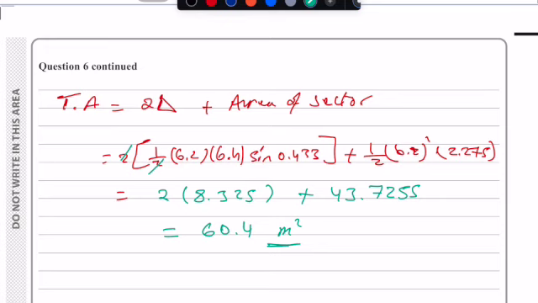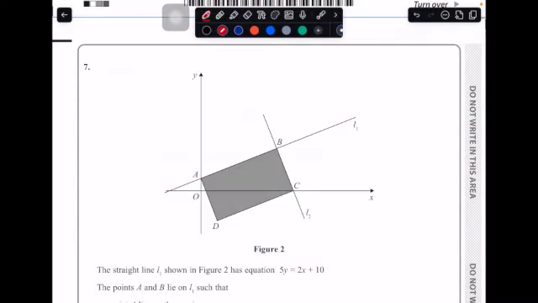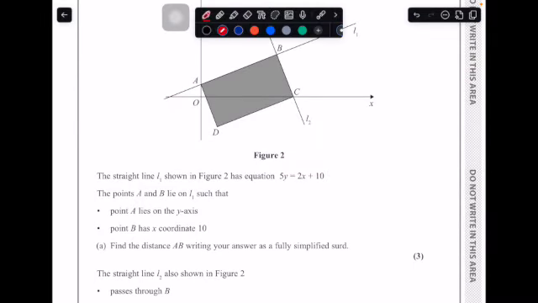Moving to the next question. Number 7, we have the straight line L1 shown in figure 2 has equation 5y equals x plus 10. The points A and B lie on L1. The point A lies on the y-axis. Stop at this one. Lies on the y-axis. That means x is equal to 0. So y is going to be 10 over 5, which is 2. So we have point A, 0 and 2.